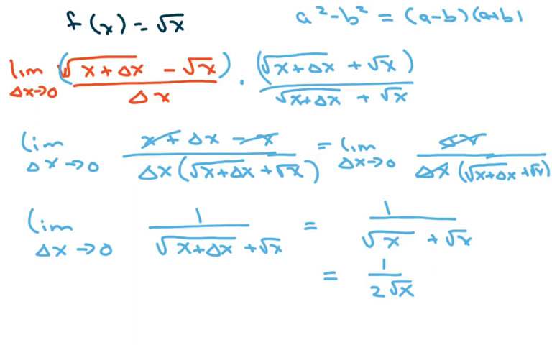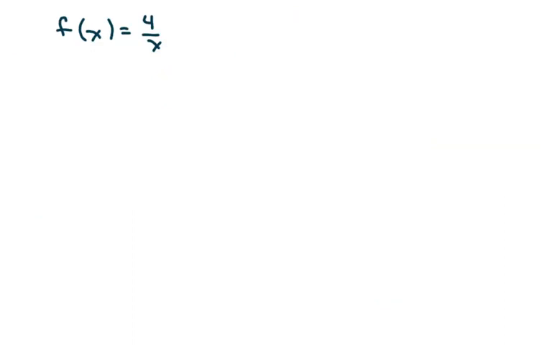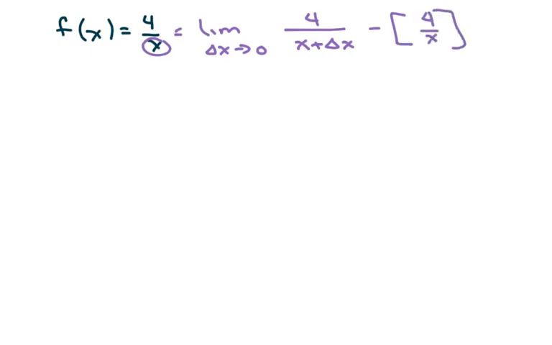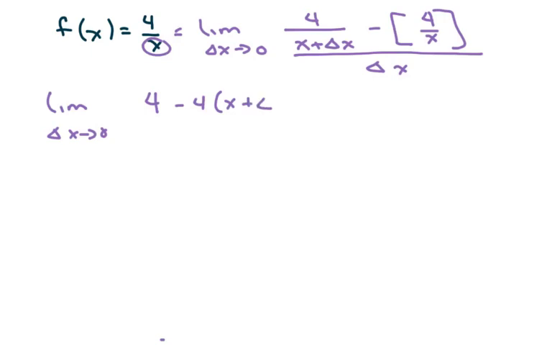Okay, now the next one we have is 4 over x. So take the limit as delta x approaches 0, and that's going to be 4 over, and everywhere there's an x, we're going to write x plus delta x. And then we're going to subtract the whole function, which is 4 over x, right? And this is all over delta x. So my common denominator is going to be x plus delta x times x. So when you reduce this, you're going to get the limit as delta x approaches 0 of 4x minus 4 times x plus delta x.